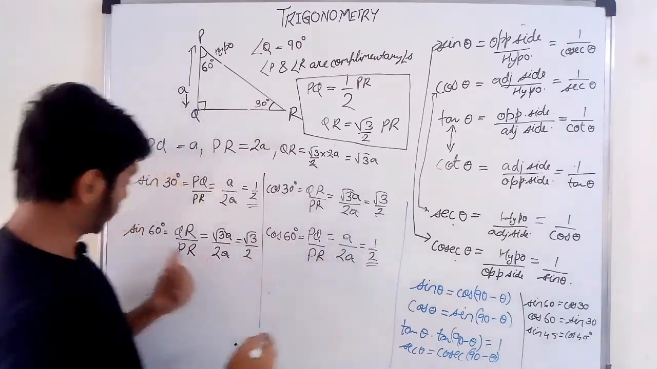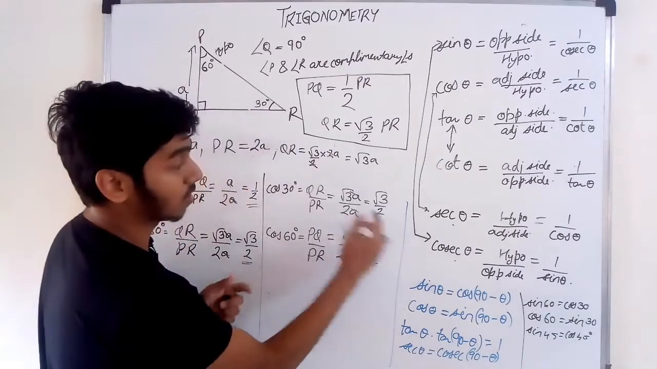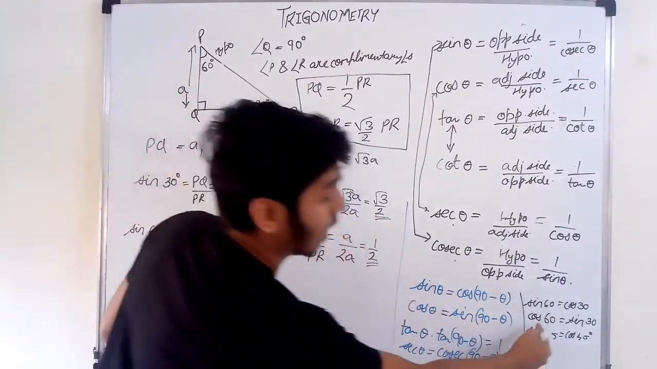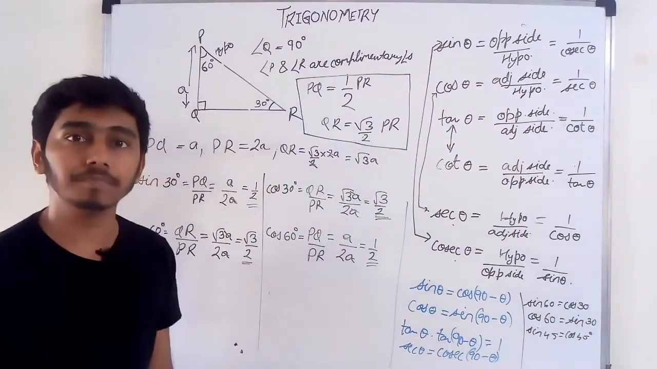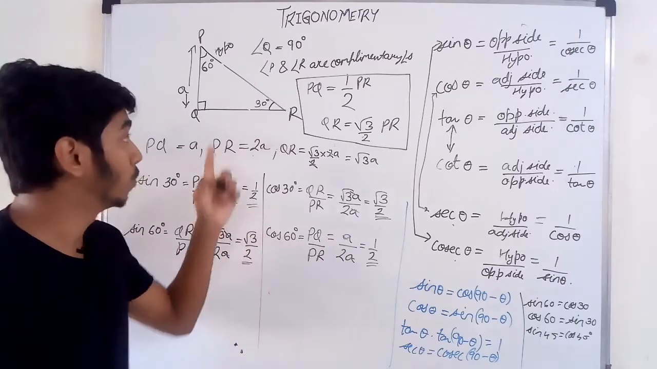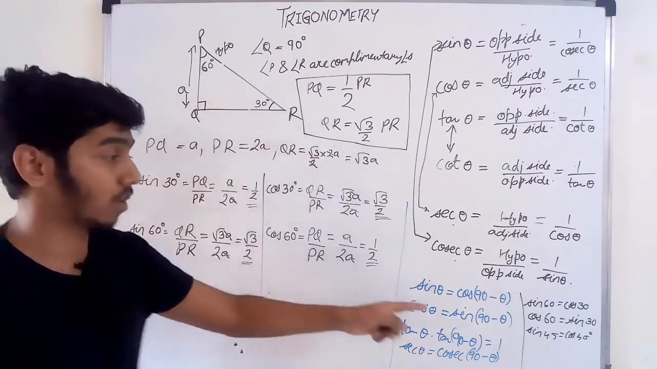Sine 60 is root 3 by 2. Same way, cos 30 is root 3 by 2. They are also the same, as seen here. So I hope you have understood this. Now we'll check for 45 degree.